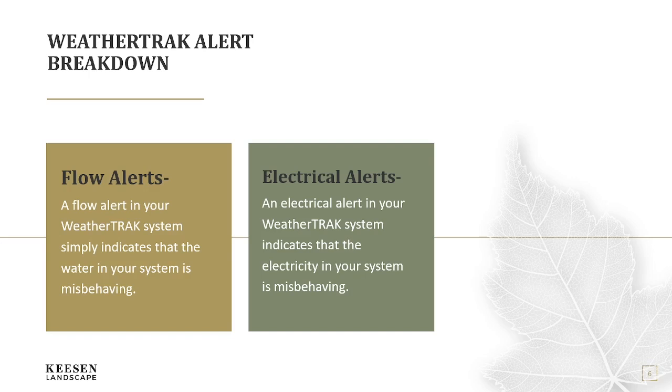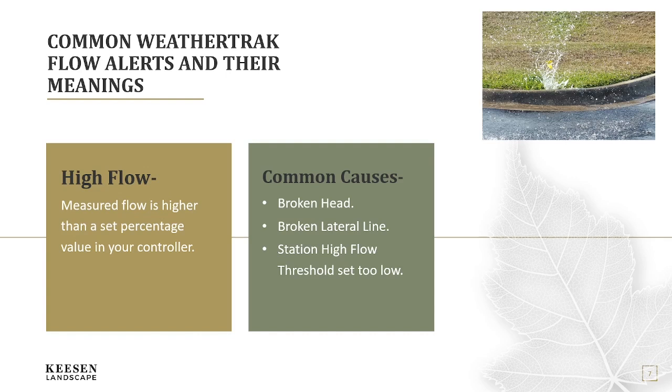Your WeatherTRAK controller will always send you system alerts in two categories, in either the flow or electrical category. Any flow alert indicates that there is an abnormality in how water is flowing through your system, while the electrical alerts will indicate that there is a problem in your electrical circuit. First, we will dive into the most common flow alerts, their meanings, and how to troubleshoot and solve these issues.